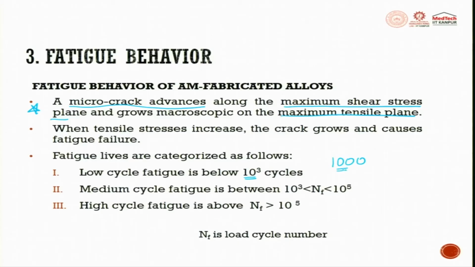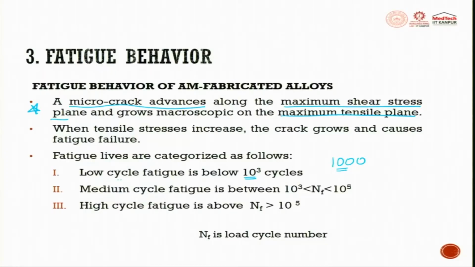For example, if you are talking about bullet firing, like Arjun tank bullet firing, 1000 rounds is pretty huge. You use it for only 100, 200, 300, and maybe it has to come for refurbishment and other things, rework, all these things will happen. So, here for low cycle fatigue we use 1000.